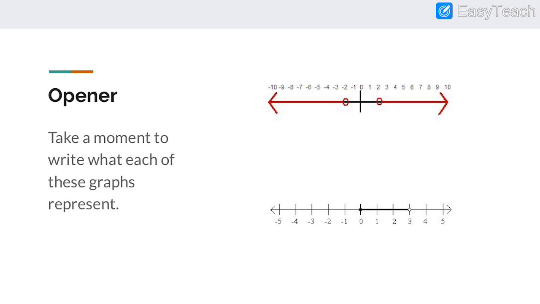For our opener that we're going to be talking about in class, you need to go over each of these. So take a second, pause this video, and do this yourself. Again, pause this video and do it yourself.